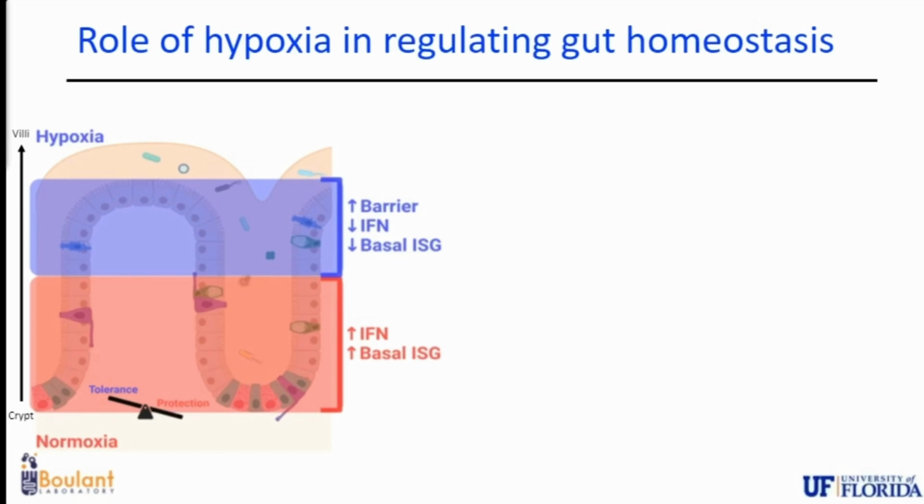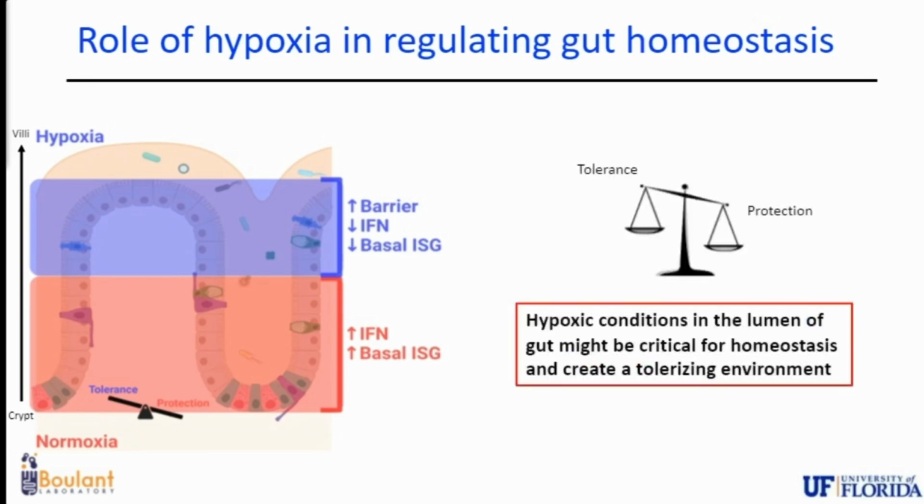On the contrary, when you look at the normoxic region of the gut, here at the bottom, the crypt region, which contains the same cells, they are under normoxia. So they have a stronger interferon response and stronger ISG production. So they are more immunocompetent. And that's very important because you want to protect this crypt region, because having an infected crypt region would be catastrophic for repairing the gut. So we really think that the hypoxic condition in the gut is a direct player in regulating this tolerance and protection against the commensal microbiota or against potential pathogens. And it's critical for maintaining homeostasis and creating a tolerizing environment.